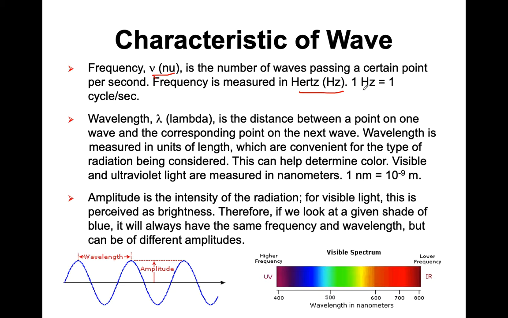The amplitude measures how strong the wave is. Often we do not pay much attention to the amplitude, therefore let's focus on the frequency. Another term closely related to frequency is the wavelength, lambda, which measures the distance between a point on one wave and the corresponding point on the next wave. As its name indicates, the wavelength measures how long a wave is. It is measured in units of length convenient for the type of radiation being considered.